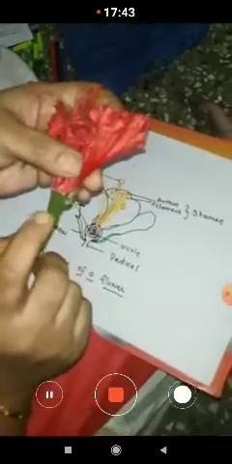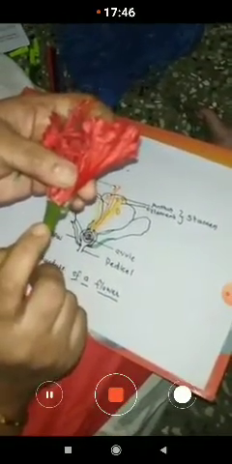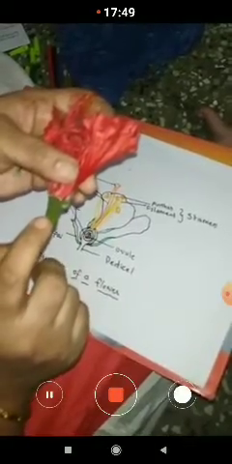Now here you can observe the first whorl of the flower in the form of a ring. This is the sepal. What is this, children? The sepal, the first ring, which is green in color, and it protects the bud. The next one is the second whorl, in a ring-like structure, and these are the petals. The petal is colorful, beautiful and attractive, and it is scented to attract the insects.